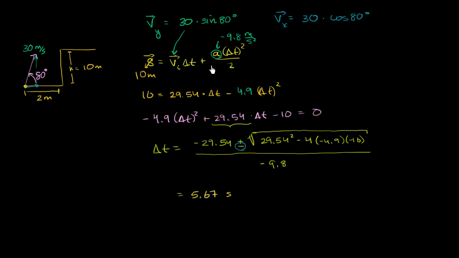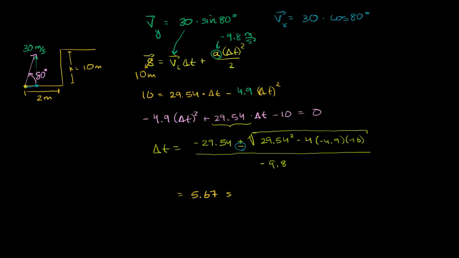And you could keep the units in there and make sure that all of the dimensional analysis works, and I think you'll find that it does. So the total time in the air is 5.67 seconds. Now, the whole point of this is to figure out how far along this landing we land.